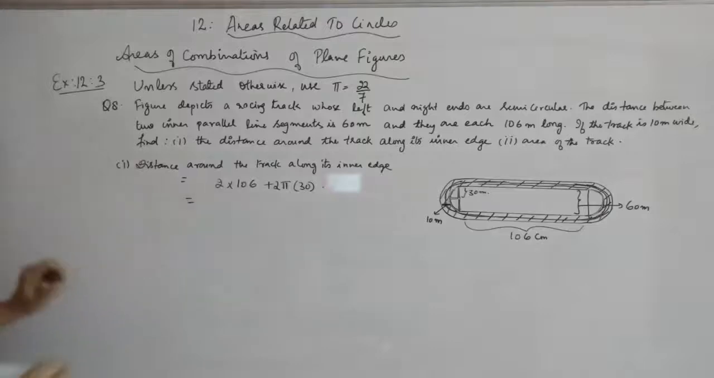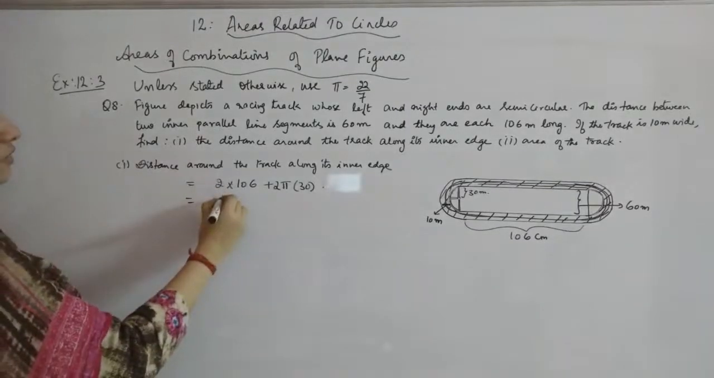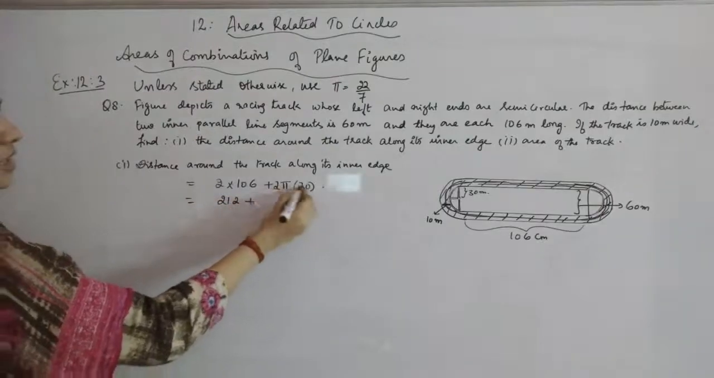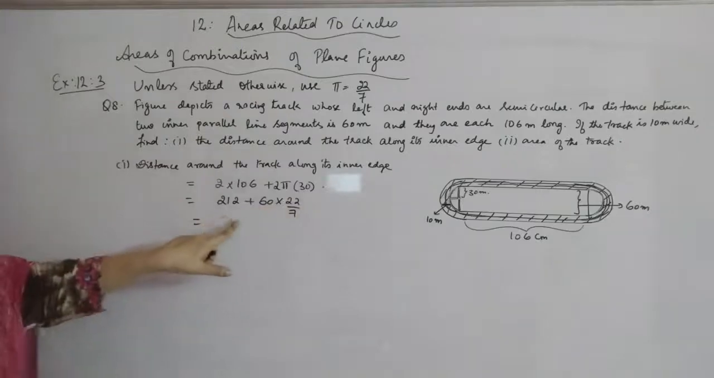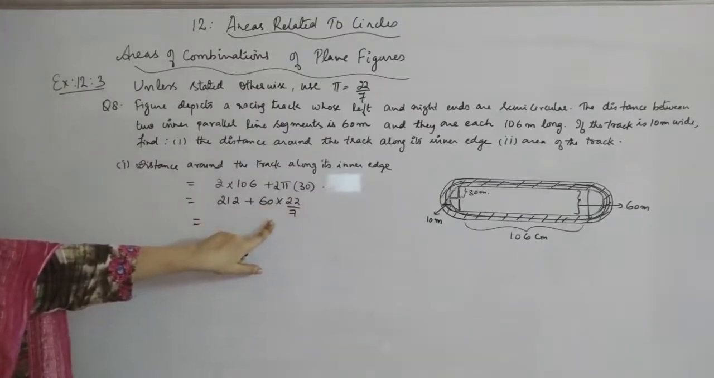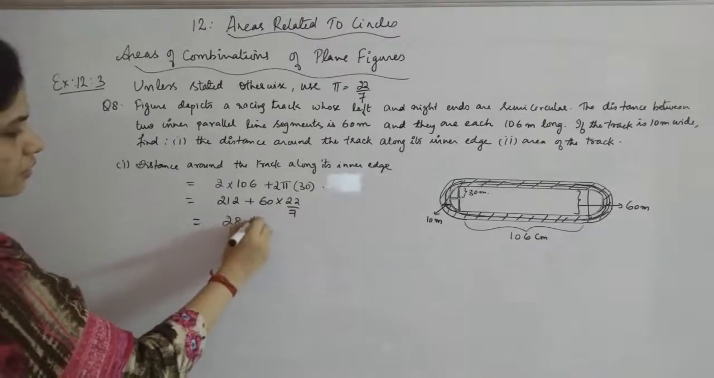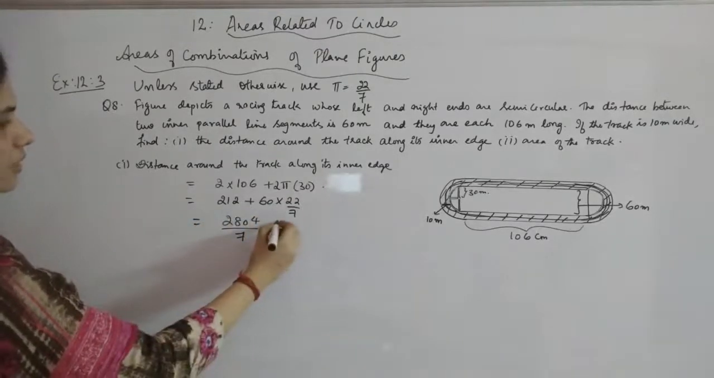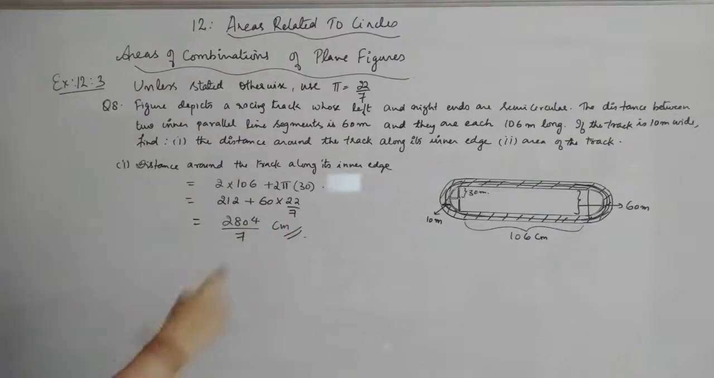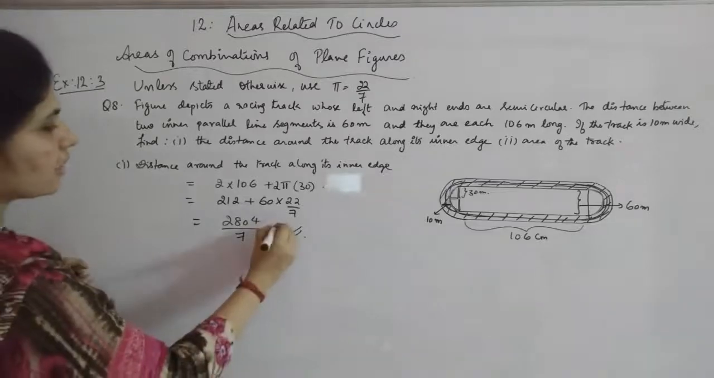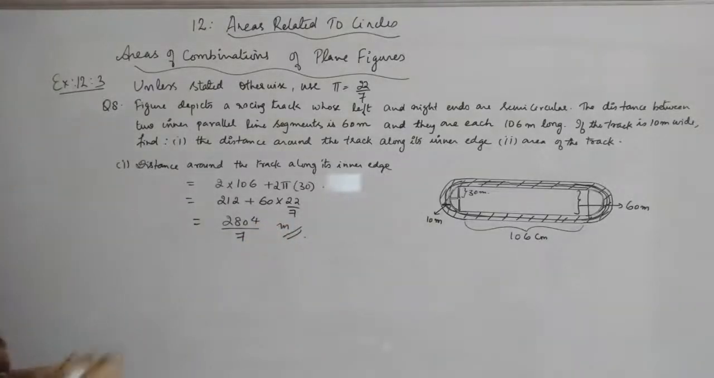Okay. Now replace the values. 2 into 106 plus this can be taken as 22 by 7. So 2 into 106 will give you 212, plus 2 into 30, 60 pi. Pi is 22 by 7, which is equal to, when you add totally, 2804 divided by 7 after taking the LCM and all. And this is your distance, the units will be in meters. So it is in meters. This much meters is your answer for the first subdivision.